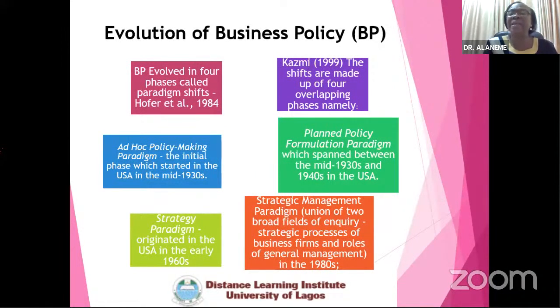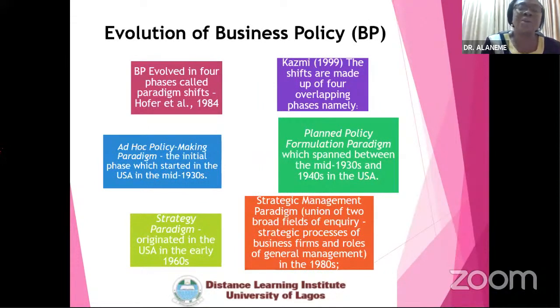Whereas Casm in 1999 told us that these shifts are overlapping. They are four, quite all right, but they are overlapping in nature, which means you're not likely to know when one phase ends and when another begins. And what does that leave us with? It leaves us with the fact that as one is ending, the other is starting, or even as one is still operating, another is infused into it. And these four overlapping phases, they named the ad hoc policy making phase, the planned policy making phase, the strategy paradigm making phase, and the strategic management paradigm phase.